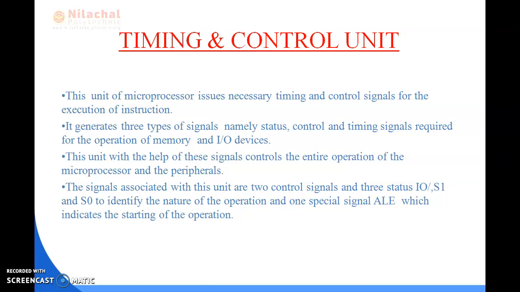The signals associated with this unit are two control signals, three status input output signals S1 and S0 to identify the nature of the operation, and one special signal ALE, that is, address latch enable, which indicates the start of the operation. So this is the main control unit of the microprocessor, which controls the entire microprocessor system, that is, the timing and control unit.